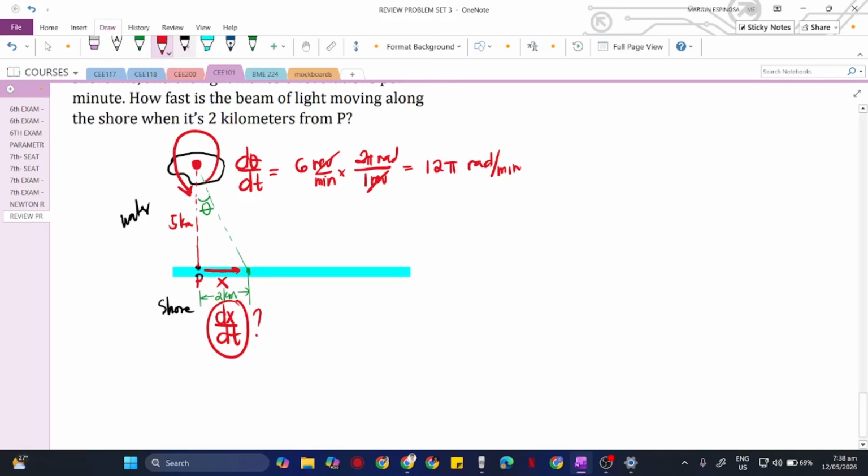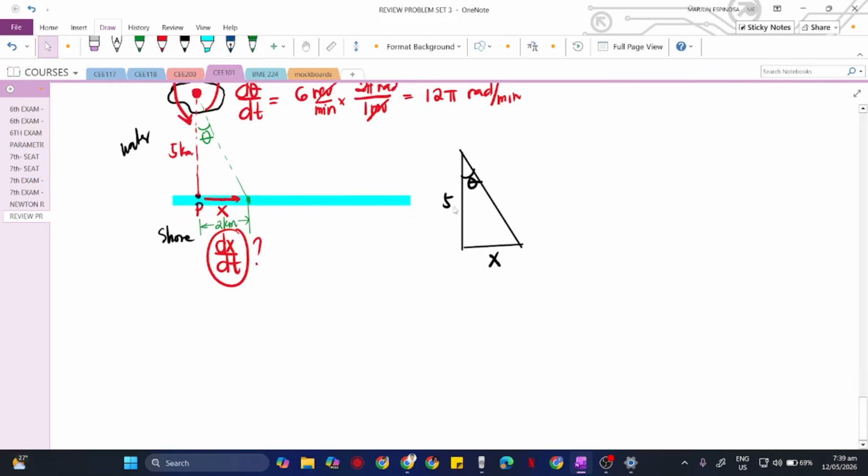As you can observe, we created a triangle here. We have the 5 kilometers side, we have theta, and this is x. We wrote 5 because that is a constant. Therefore, what we can use here is the tangent of theta. Tangent of theta is equivalent to the opposite, which is our x, over the adjacent, which is 5. So, we will solve for dx over dt.